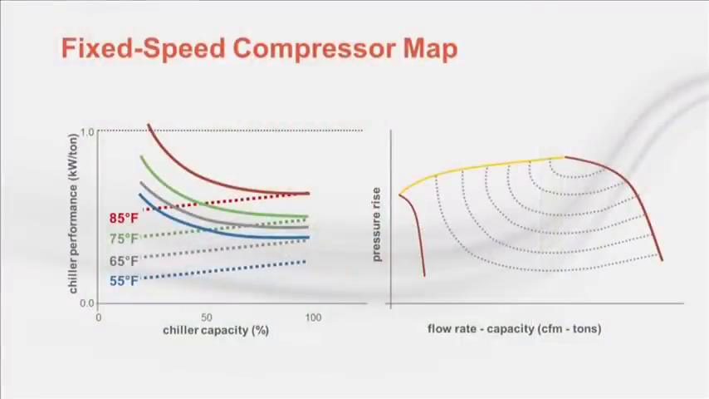Continuing on, let's put the compressor operating map side by side with the chiller performance chart, and then look at the 85-degree entering condenser water condition. In this case, the 85-degree unloading line will intersect the surge boundary at about a 25% load point.